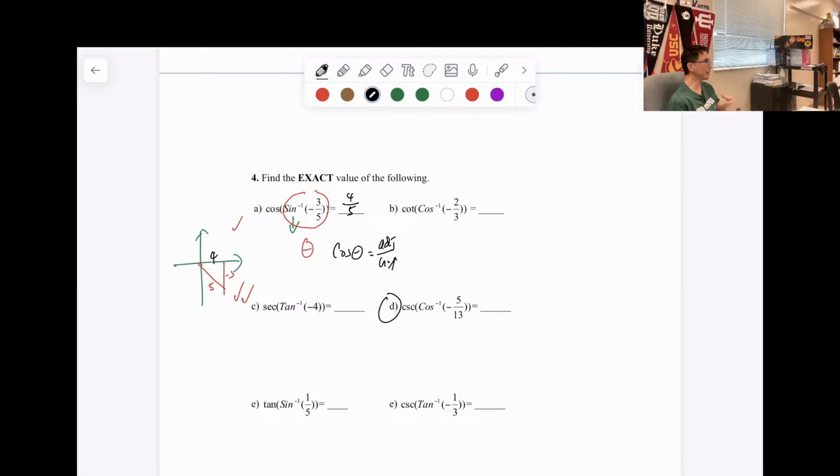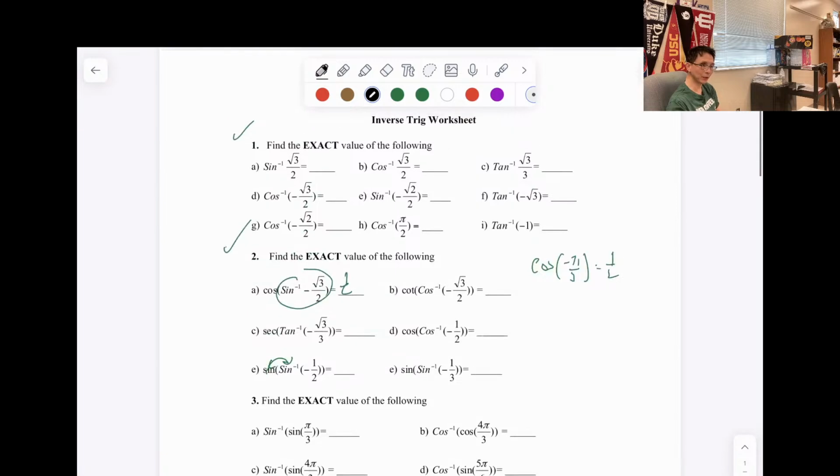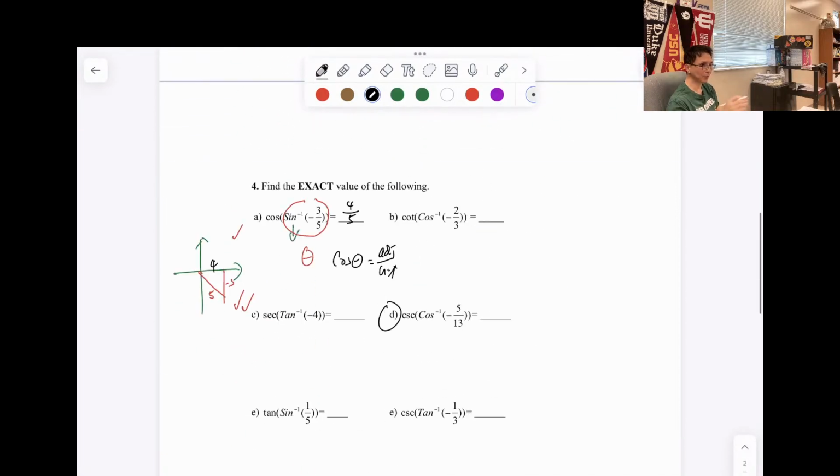Remember, arc sine and inverse sine are not cosecant, okay? Do not write down cosecant. Cosine inverse is the top two quadrants. When's cosine inverse negative? Quadrant 2. Good. Because we talked about how cosine inverse is the top two quadrants.